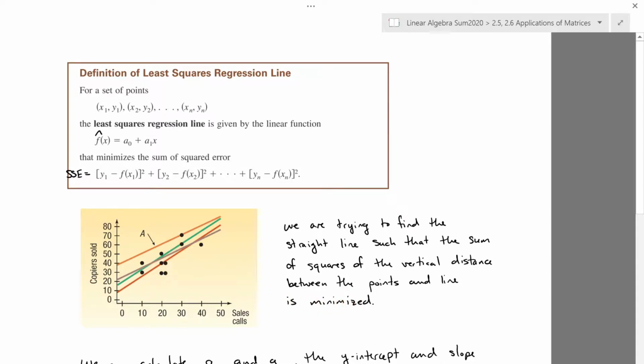Right, so we want to figure out how to draw the line that's closest to the set of points in this sense. Okay, so the notation is going to be the following. The least squares regression line we'll call f hat, or usually it's y hat. So the hat is standing for the line that predicts values, right? So a0 is the y-intercept and a1 is the slope.